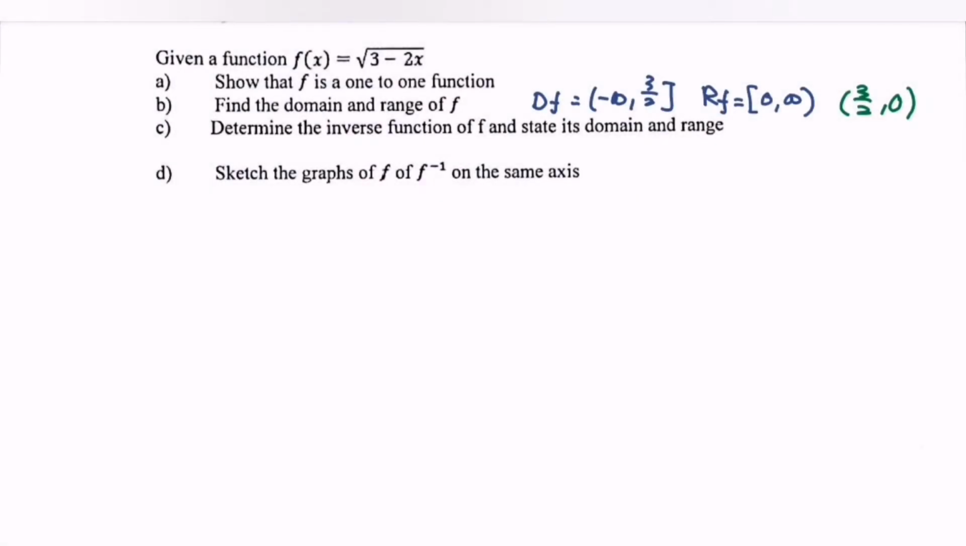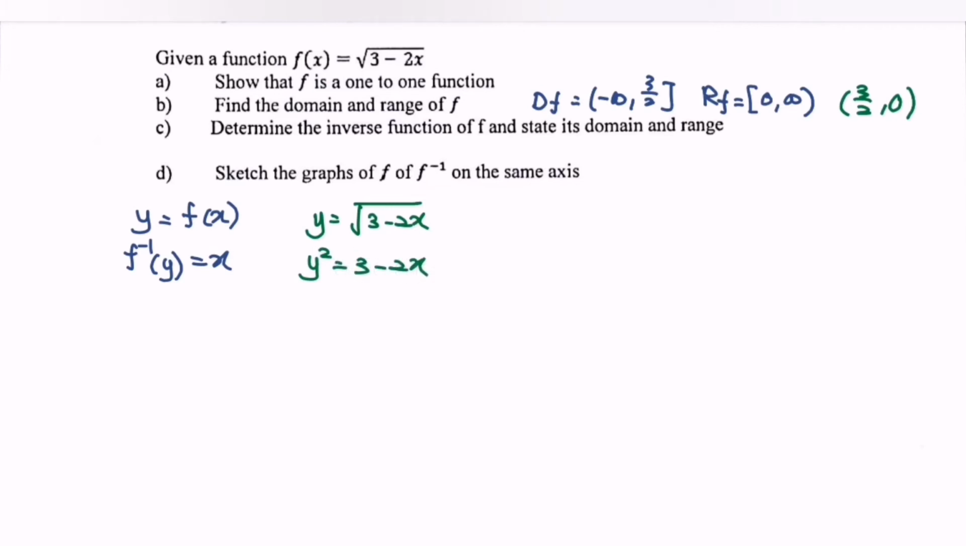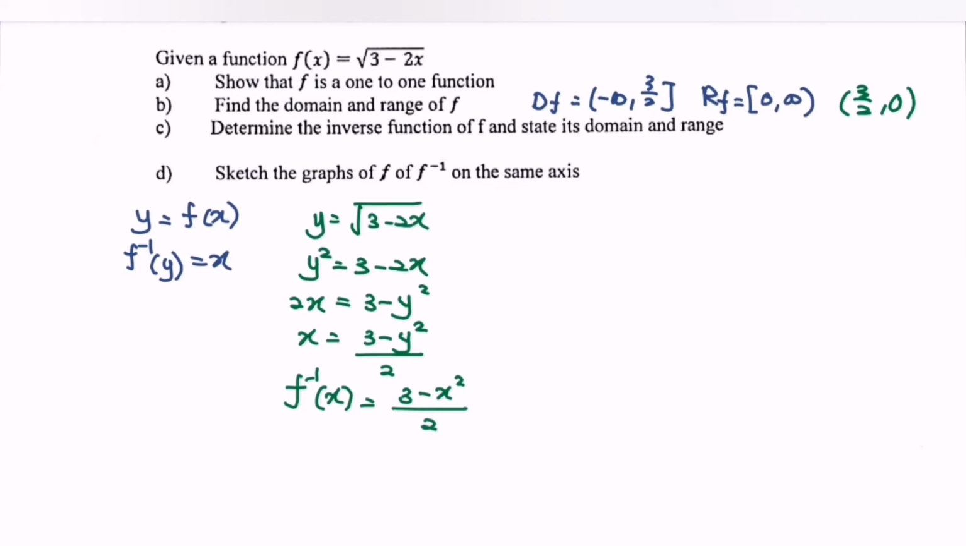C. Determine the inverse function of f and state its domain and range. Let y equal f(x), so f inverse of y is equal to x. Here we have y equals the square root of 3 minus 2x. Square both sides: y squared equals 3 minus 2x. Rearrange: 2x equals 3 minus y squared. So x equals (3 minus y squared) over 2. So f inverse of x is equal to (3 minus x squared) over 2.